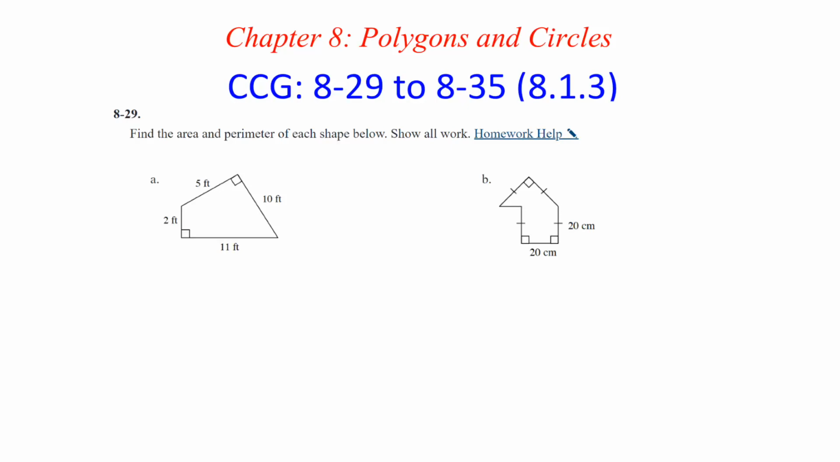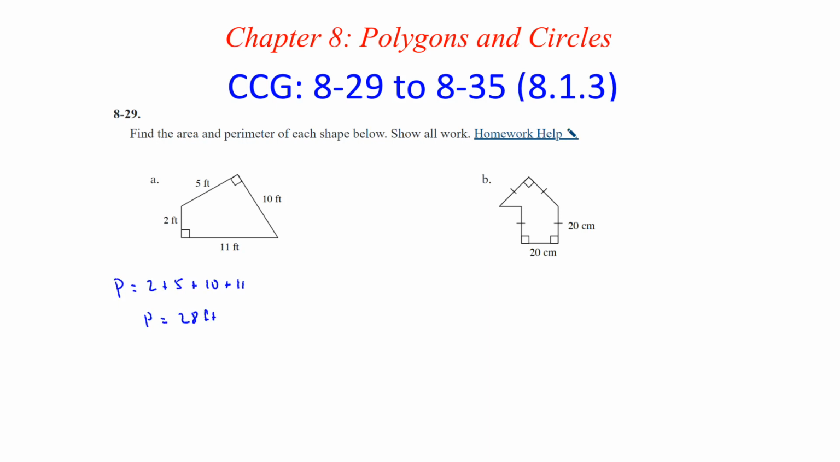Welcome to Chapter 8, Homework Questions 29 through 35. Question 29. Find the area and the perimeter of each shape below. Show all of your work. So in Part A, we're given all four side lengths, so all we need to do is add up the four sides. 2 plus 5 plus 10 plus 11 would give us 28 feet.